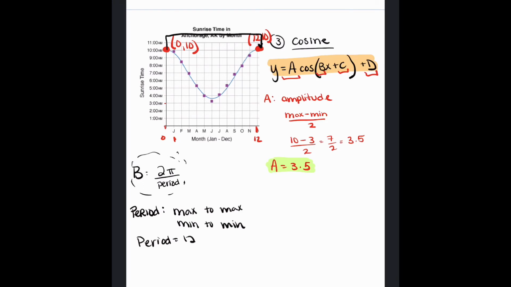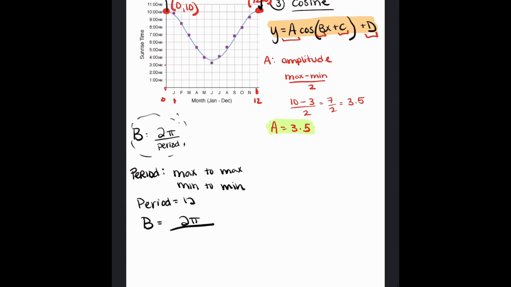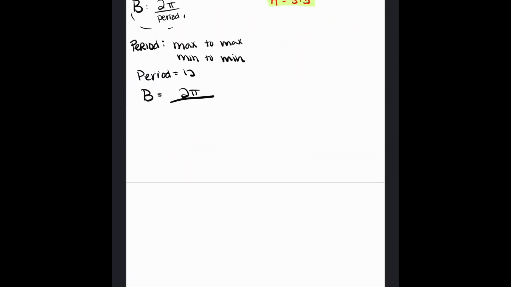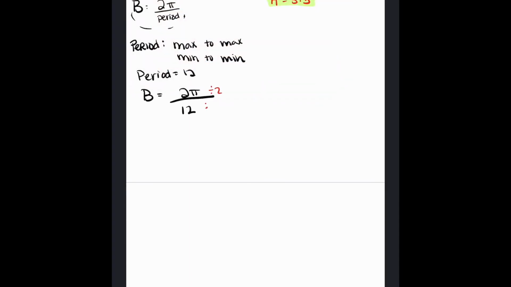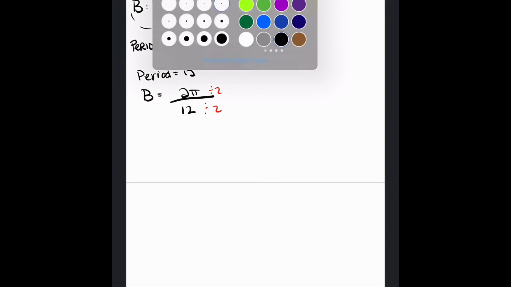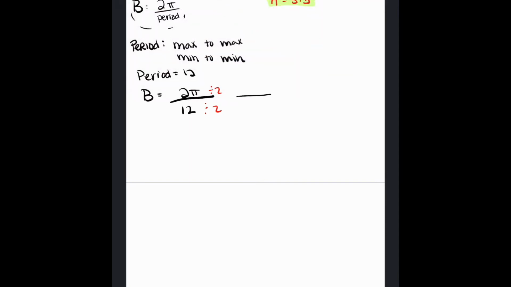To get b, you have to do b equals 2 pi over the period. So it's going to be 2 pi over 12. And then this can be reduced by dividing the numerator and the denominator by 2. So 2 divided by 2 is just 1. So it would be 1 pi. But remember, if there's a 1 there, we can just write pi. And then 12 divided by 2 is 6. So B equals pi over 6. Same thing, I'm going to highlight this because we're going to come back to it later.